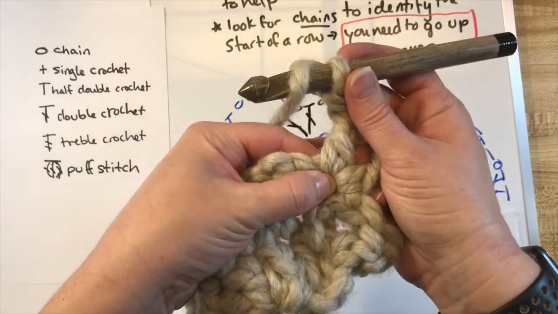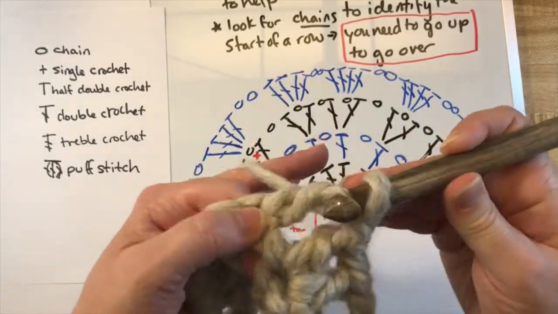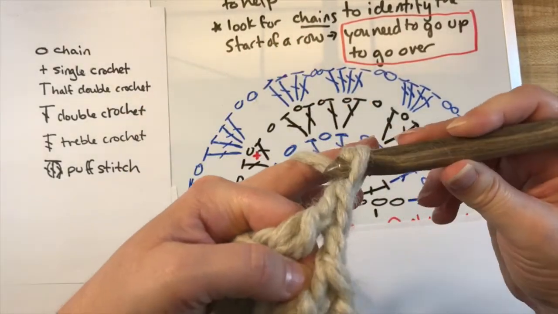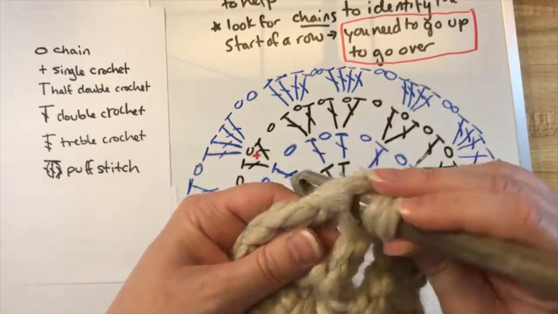So here's the one I just did. Here's my next one. Double crochet, chain 1, another double crochet into the same spot.